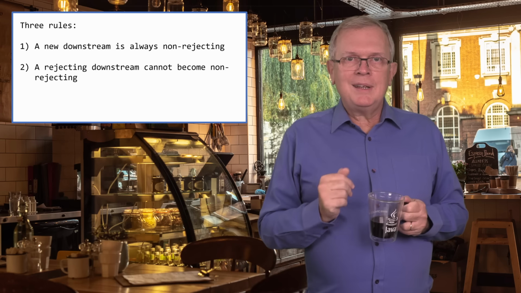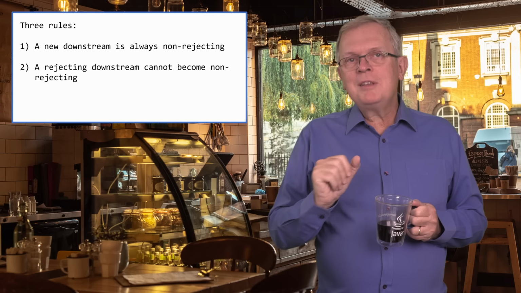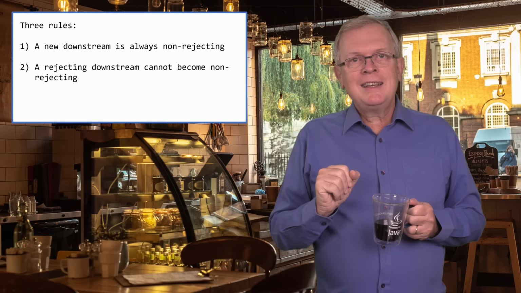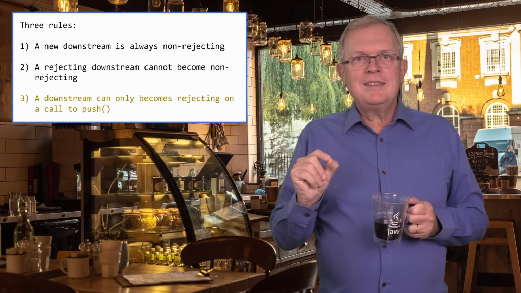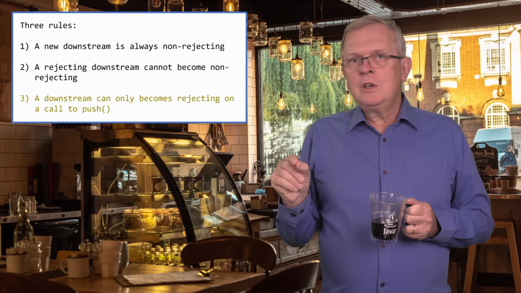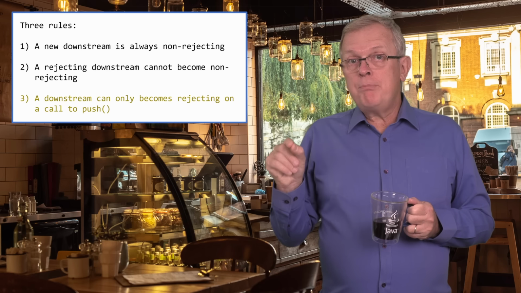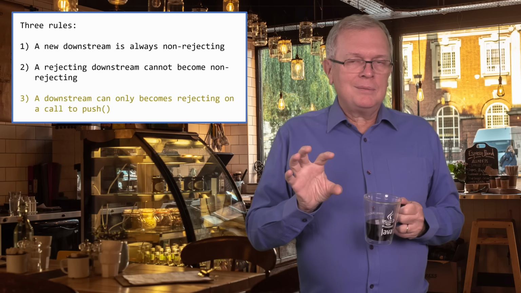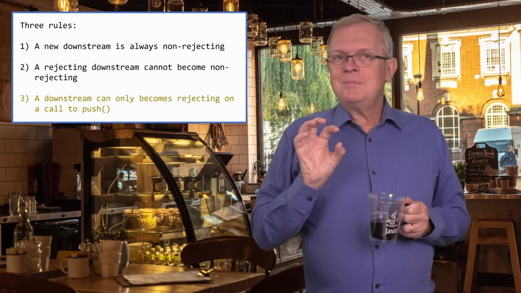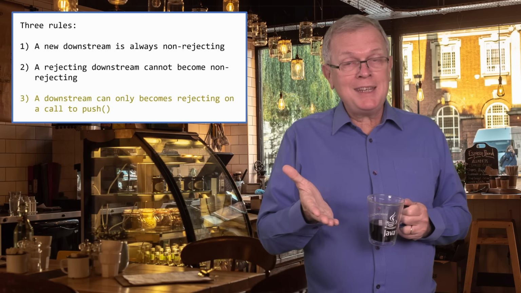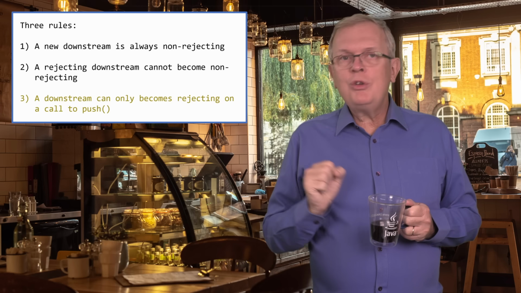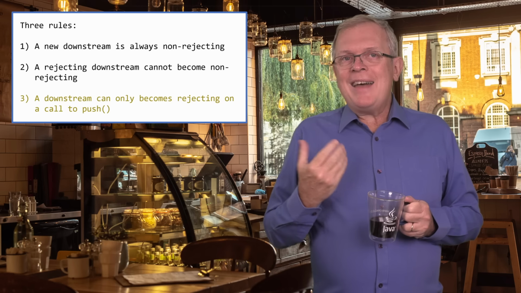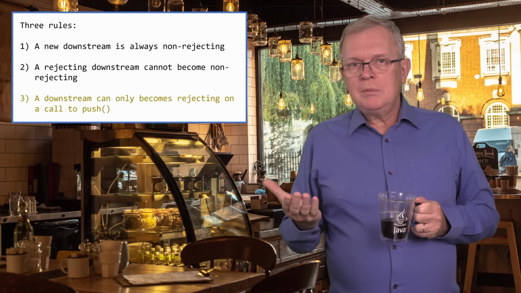And third, and this is true for all the implementations you get from the JDK, this rejecting state can only commute on a call to push. It cannot commute on its own. Now, the fact is, you can, if you need, create your own downstream implementation that could commute on its own, like on an external clock, for instance.